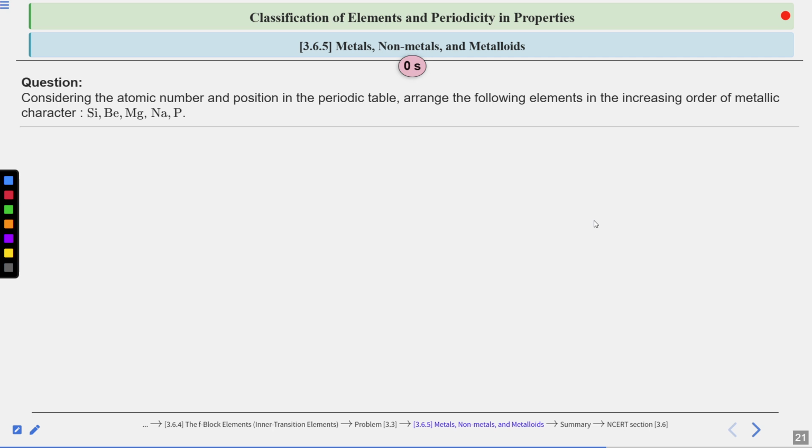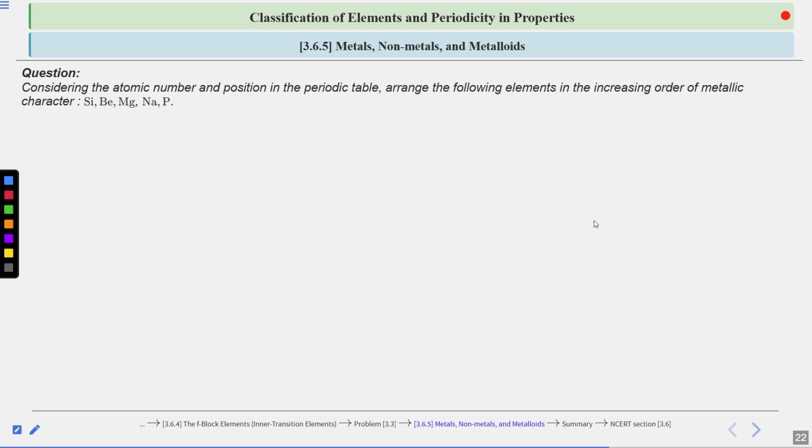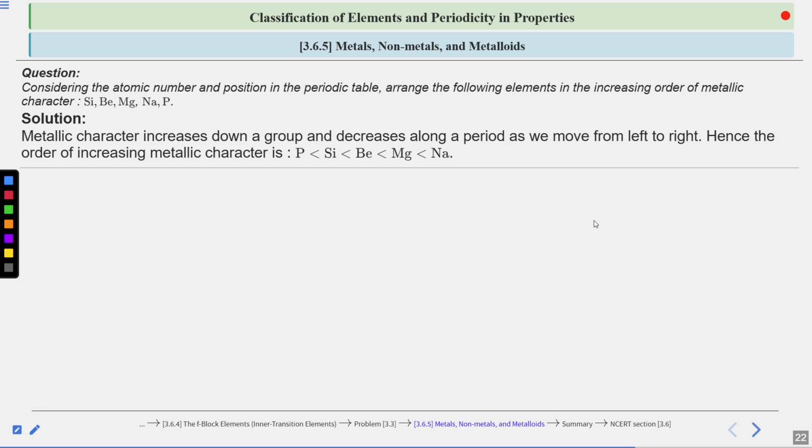So what would be the order of the metallic character? The answer would be phosphorus, silicon, beryllium, magnesium, and sodium. The least metallic one is phosphorus and the most metallic one is sodium. Why are we saying so? Because you know that on moving from left to right, the metallic character decreases. Sodium is in the first group, so it is the most metallic one. Then comes magnesium. So this is the order.